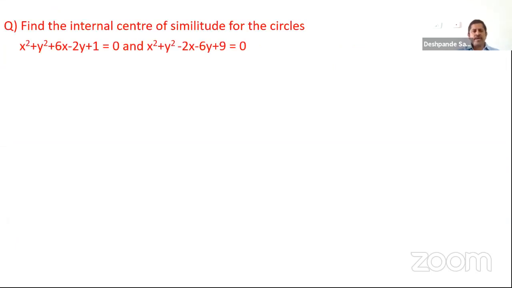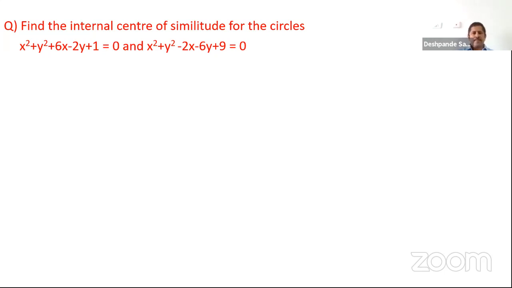The first problem we are going to take is: find the internal center of similitude for the circles x square plus y square plus 6x minus 2y plus 1 is equal to 0, and x square plus y square minus 2x minus 6y plus 9 is equal to 0. So you're going to find the internal center of similitude. When you say internal center of similitude, the point of intersection of the tangents will be between the centers. So you need to know the position first of all.